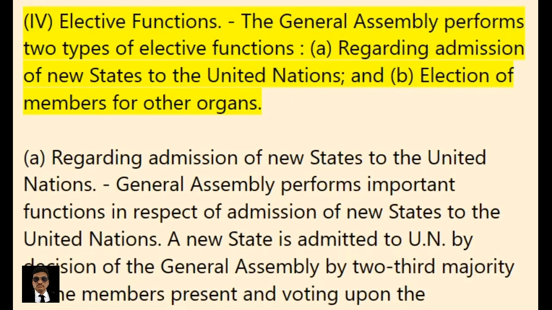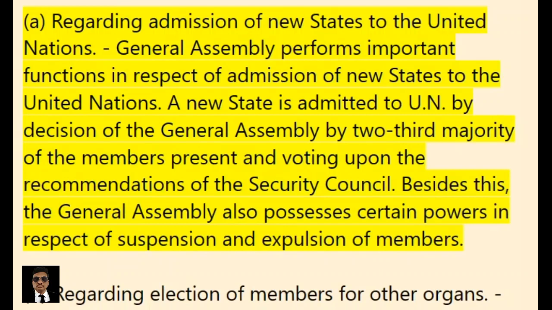A. Regarding admission of new states to the United Nations. The General Assembly performs important functions in respect of admission of new states to the United Nations. A new state is admitted to the UN by decision of the General Assembly by a two-thirds majority of the members present and voting, upon the recommendations of the Security Council. Besides this, the General Assembly also possesses certain powers in respect of suspension and expulsion of members.